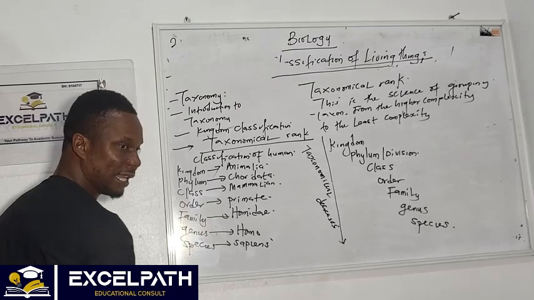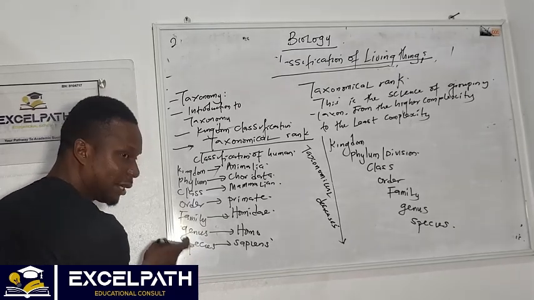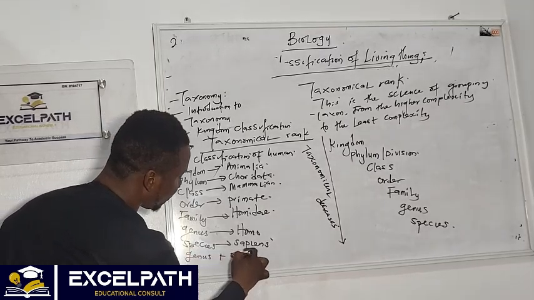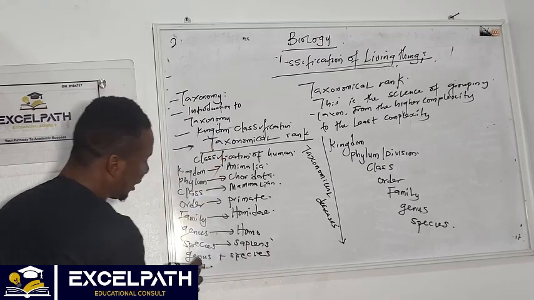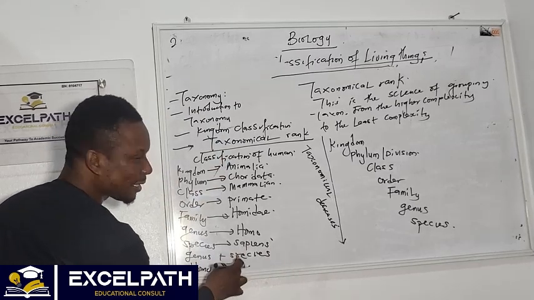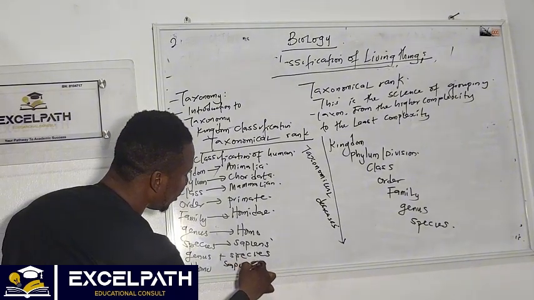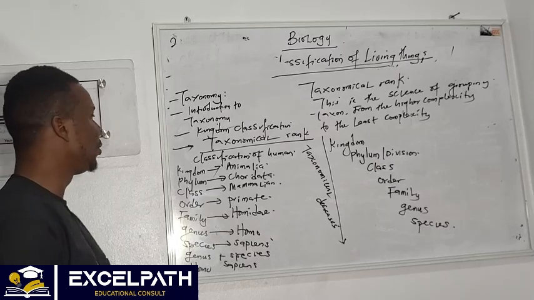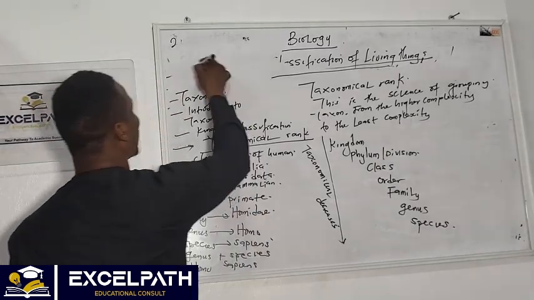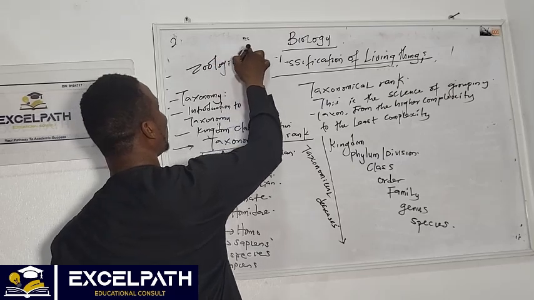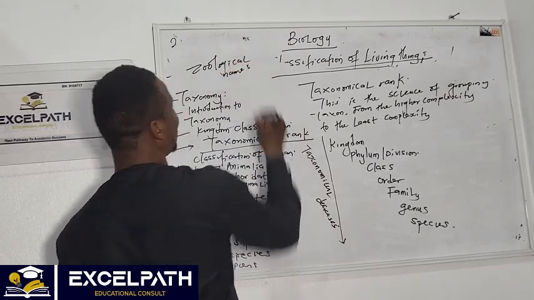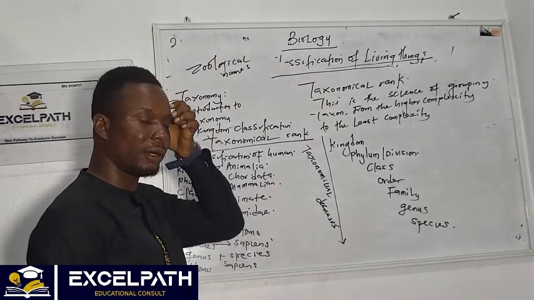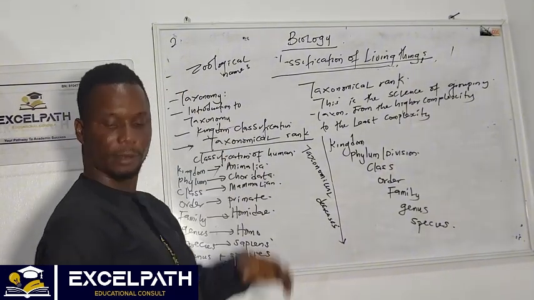So what's our scientific name? Our scientific name is gotten from the genus and species. So the genus plus species. What is the genus name? Homo. What's our species name? Sapiens. So the combination of Homo and sapiens forms our scientific name, known as Homo sapiens, which can also be called the zoological name. So this is the meaning of taxonomical hierarchy, or taxonomical rank.